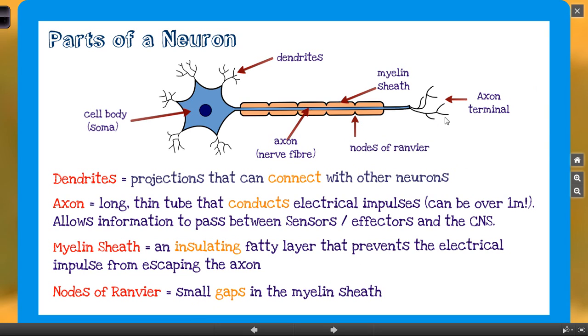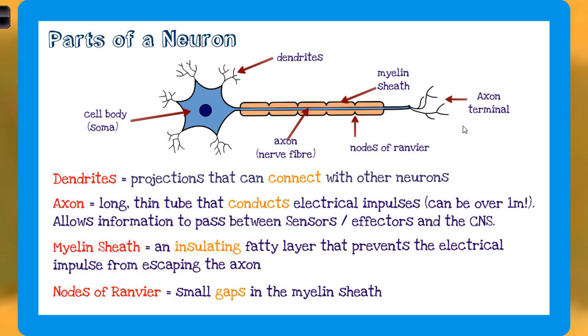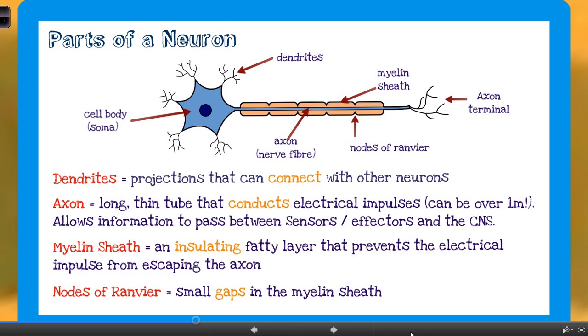Now at the ends here we call the axon terminal. This is simply where the electrical impulse will reach the end, and from here it gets passed on to maybe an effector like a muscle or something like that. The axon terminal is where the signal ends up, and as the name suggests, the terminal is the end, so it's where the impulse reaches its next point. Okay, so that's a neuron.